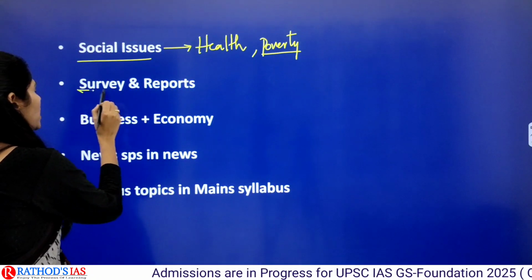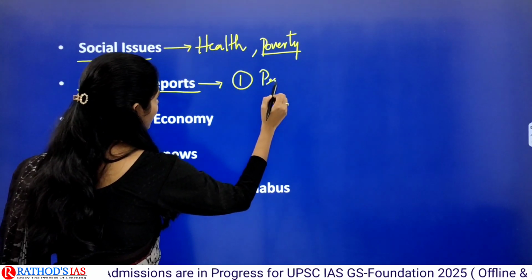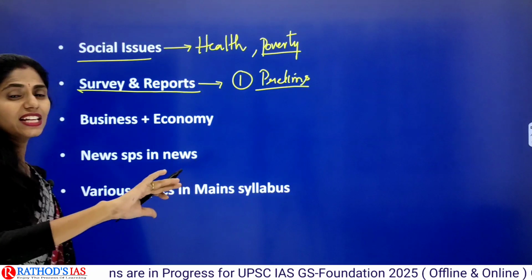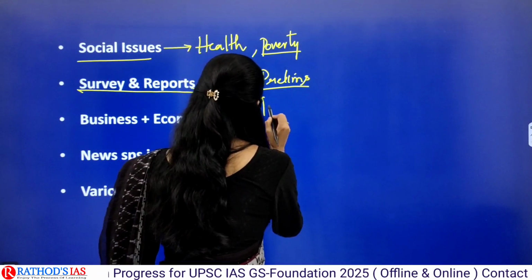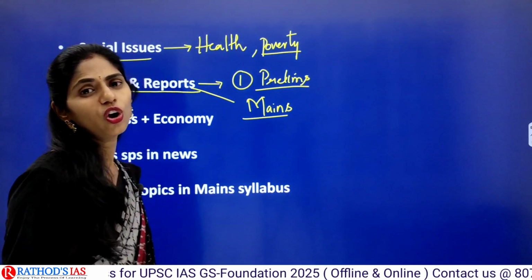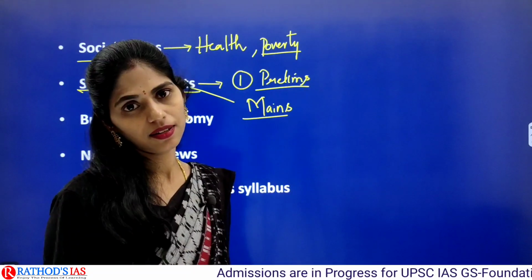And next one is surveys, indices and reports. Every year one question from your prelims, 100%, is from indices, asking which organization released that index. And you can even use those indices in your mains answers to substantiate your argument. So in that way you can enrich the quality of your answer.